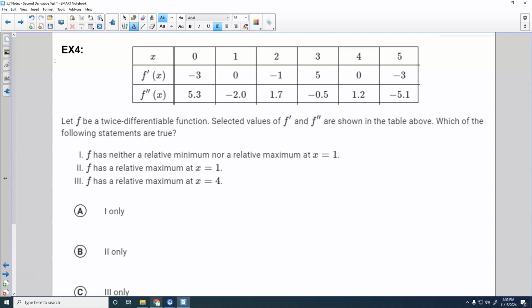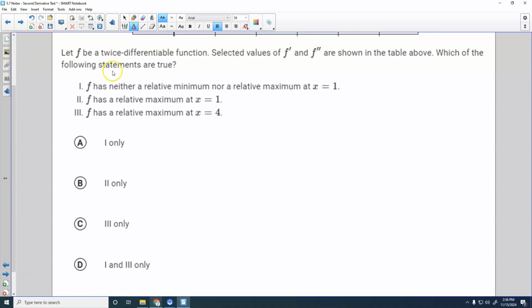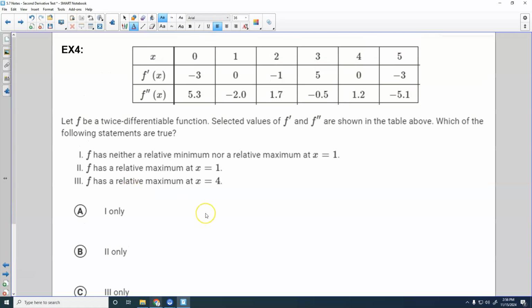So f is a twice differentiable function. Selected values of f prime and f double prime are shown in the table above. Which of the following statements are true? Number 1 says f has neither a relative minimum nor a relative maximum at 1. Number 2 says f has a relative maximum at 1. Number 3 says f has a relative maximum at 4. I know 1 and 2 can't be true at the same time. So if there were an option with 1 and 2, I would throw it out, but there is not.